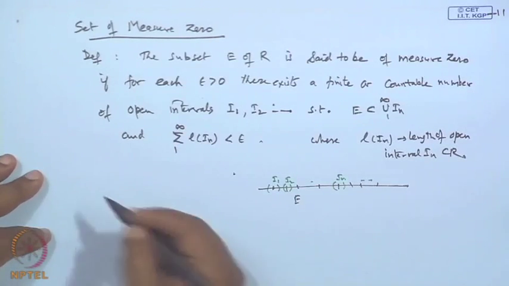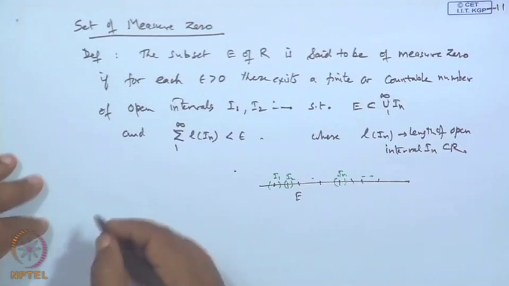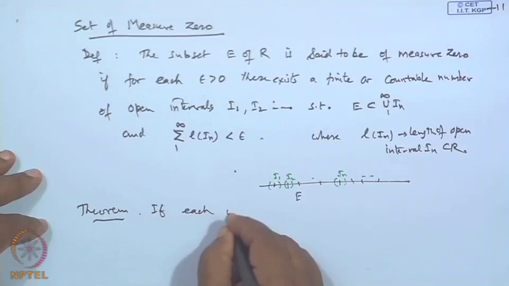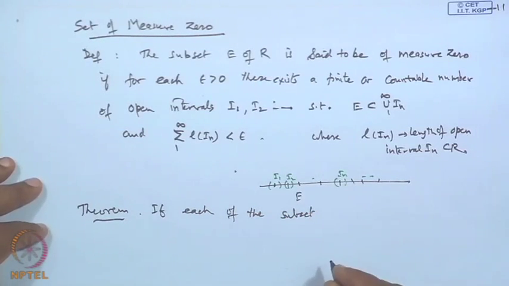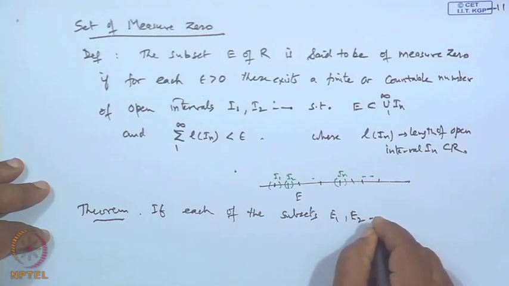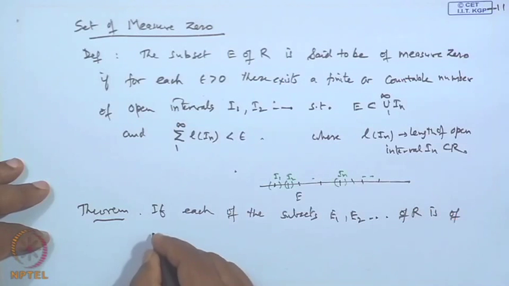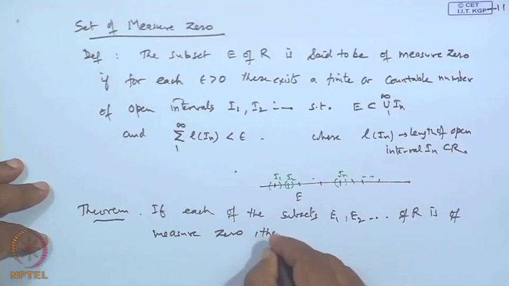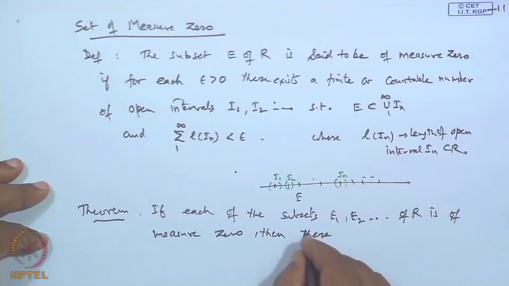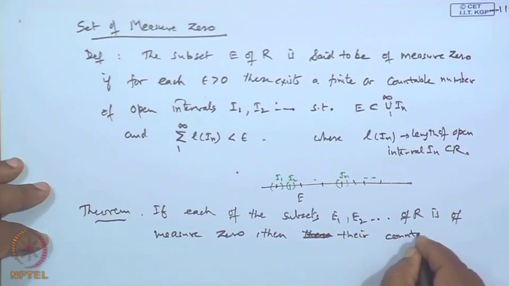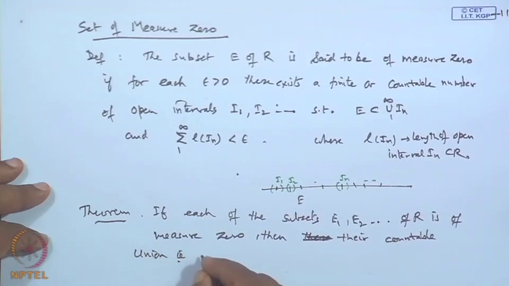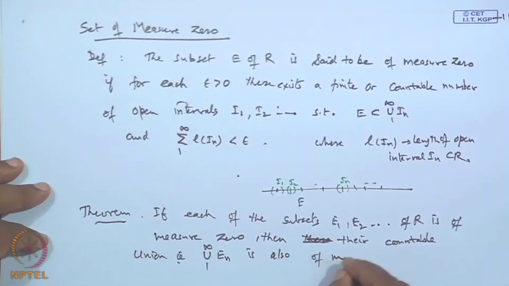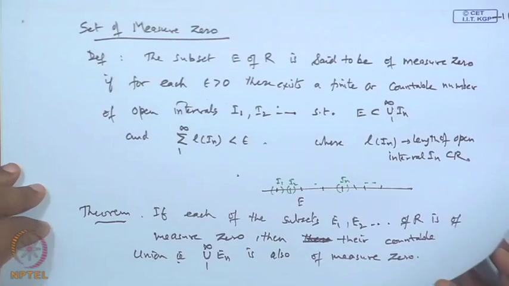Now, there is one result which will be used. The result says if each of the subsets E1, E2 and so on of R is of measure 0, then their countable union, that is the union of En, n is 1 to infinity, is also of measure 0, and this is very easy to prove.